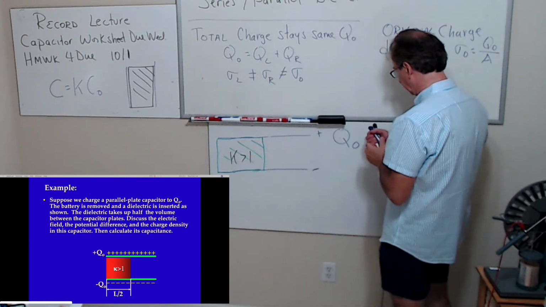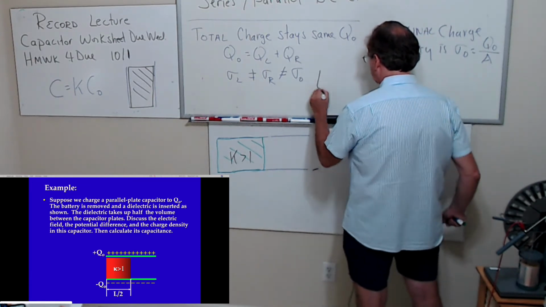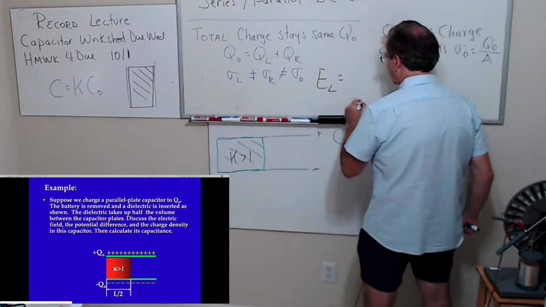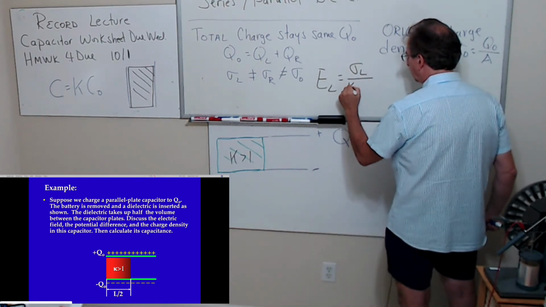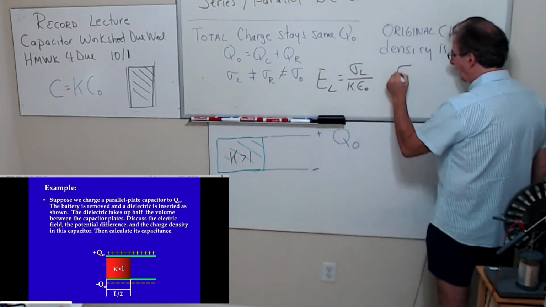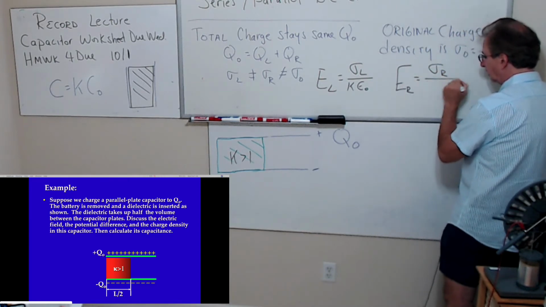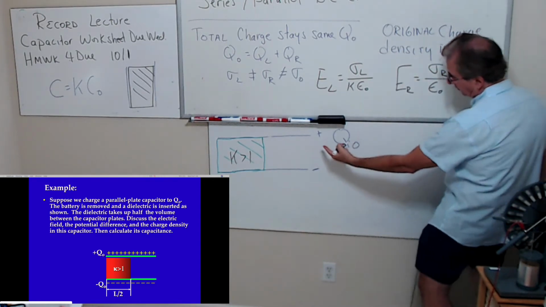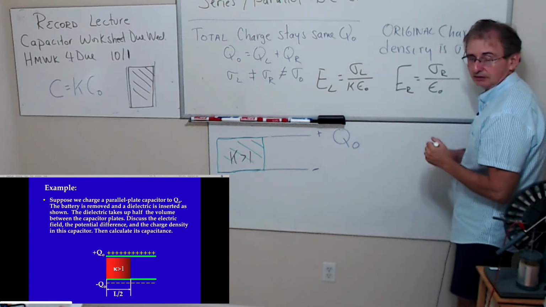Well, on the left, E left is equal to sigma left over kappa epsilon naught. The electric field on the right has to be equal to sigma right over epsilon naught because there's no dielectric here. Now, how are these related to each other? That's the question.